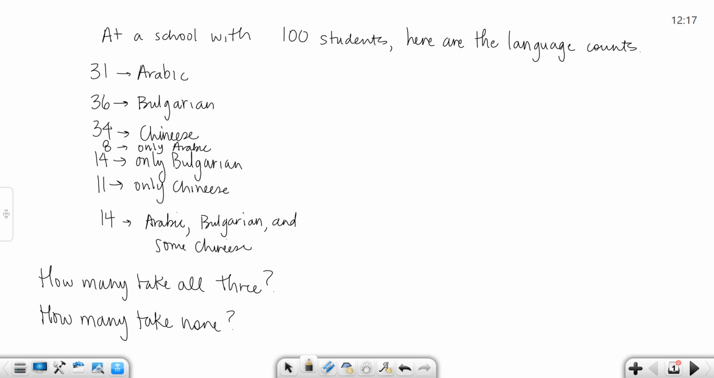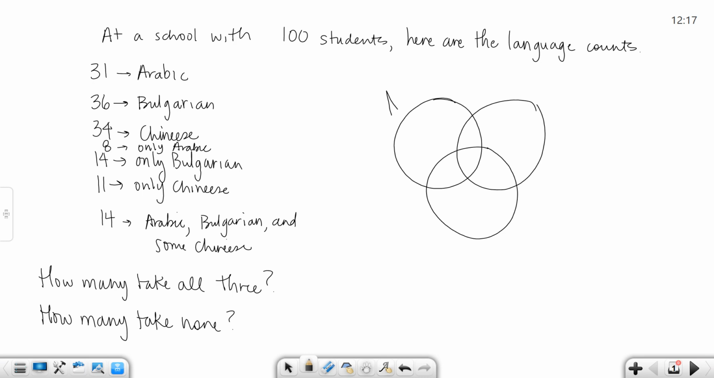So at a school with 100 students, that was the number that my problem gave me, here are the language counts. 31 take Arabic, 36 Bulgarian, 34 Chinese, 8 take only Arabic, 14 only Bulgarian, 11 only Chinese, 14 take Arabic, Bulgarian, and some Chinese. How many take all 3 and how many take none? Okay, so the first thing we need to do is make 3 circles, one for each of our languages. 1, 2, 3. Arabic, Bulgarian, Chinese.